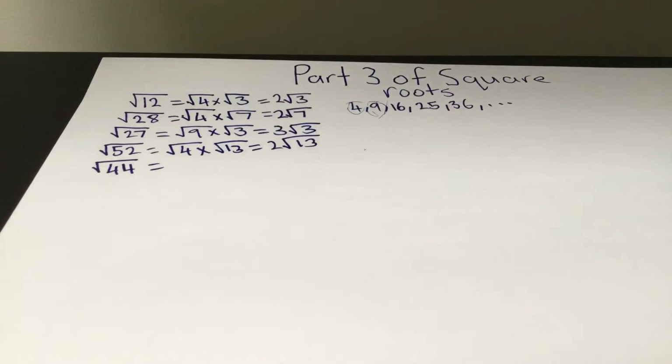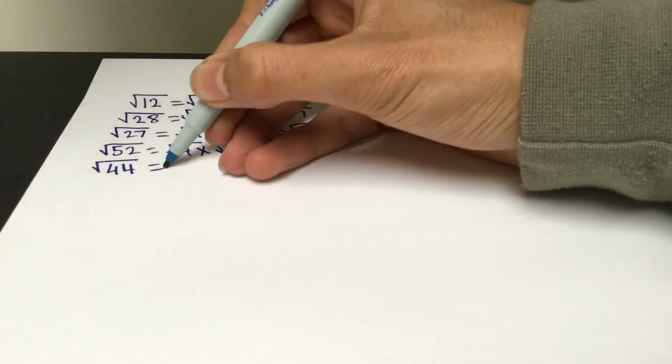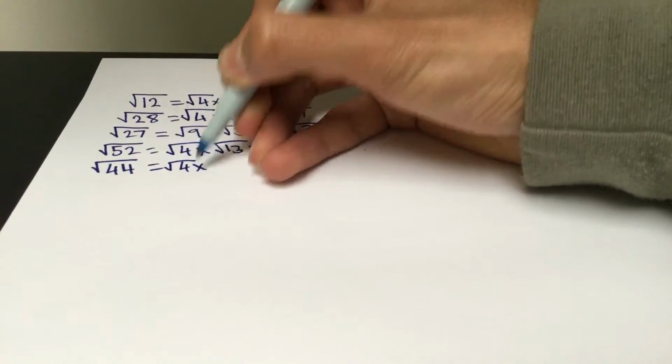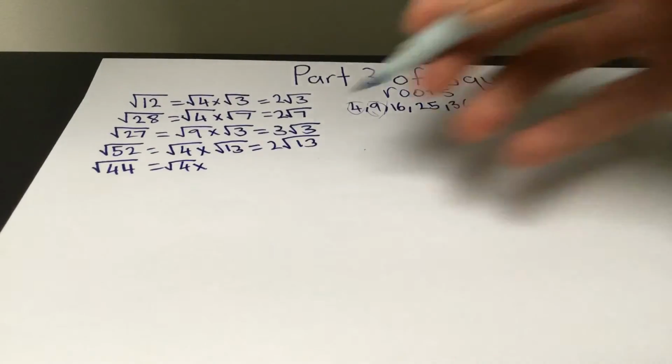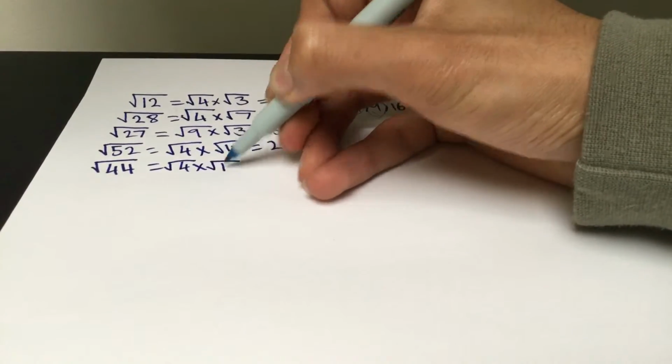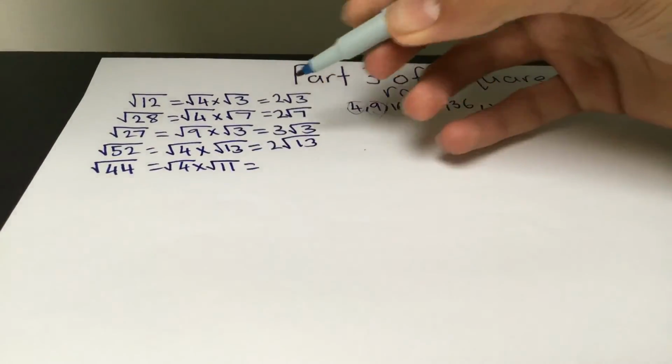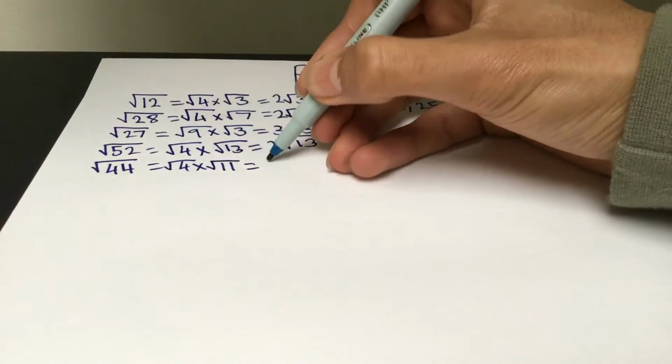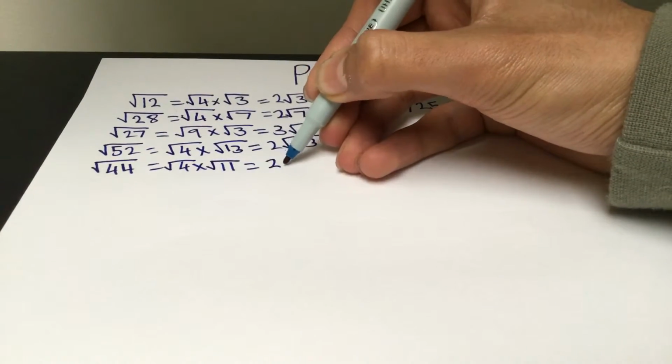Let's move on to square root 44. Same thing. We need to look for 2 numbers that will get us to 44, and one of them has to be a square factor. The only number that will work is 4. So square root 4, and what's left would be 11. So square root 4 times square root 11. When you simplify, square root 4 will give us 2, and what's left is square root 11.